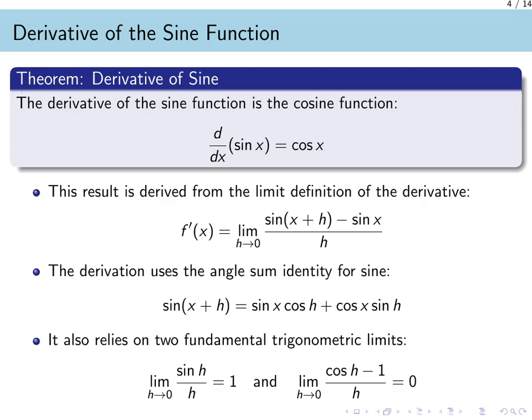The limit of sine h over h as h approaches 0 is 1, and the limit of the quantity cosine h minus 1 all over h is 0. Plugging in these values gives us our final answer.